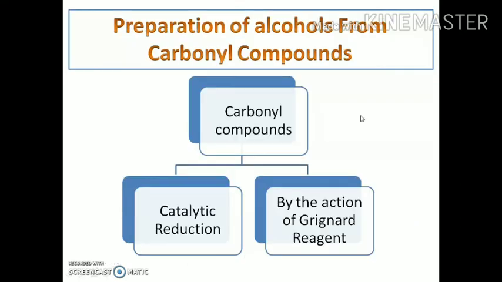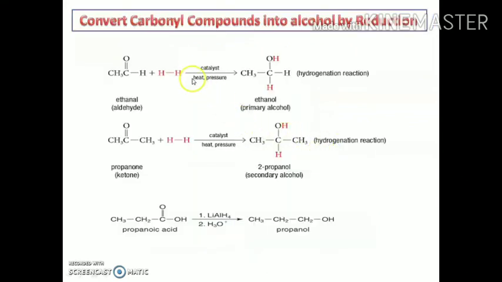The next method is the preparation of alcohol from carbonyl compounds. The carbonyl compounds are those compounds in which a carbon-oxygen double bond is present as a functional group, like aldehydes, ketones and carboxylic acids. We can prepare alcohols from carbonyl compounds by catalytic reduction and by the action of Grignard reagents. By the catalytic reduction, carbonyl compounds like aldehydes, ketones and carboxylic acids are converted into the respective alcohols.